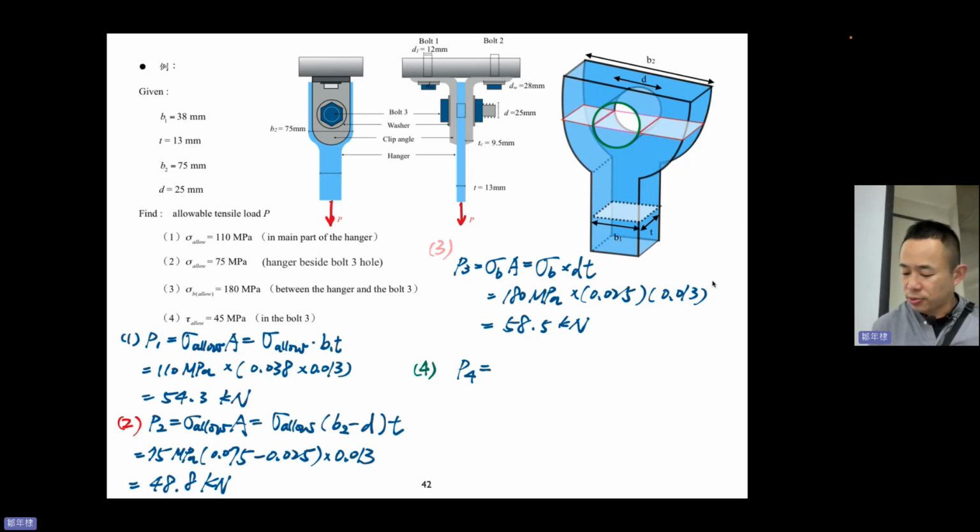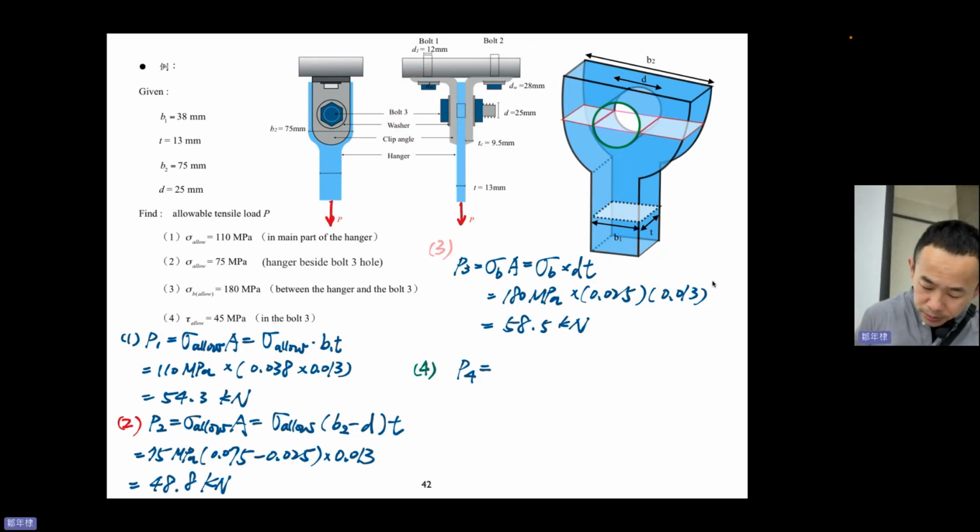Okay, here P4. Sorry, P4 is for the shear stress across the bolt, right? You can imagine the force, we're trying to do this, right? But you will notice this side view of the system.